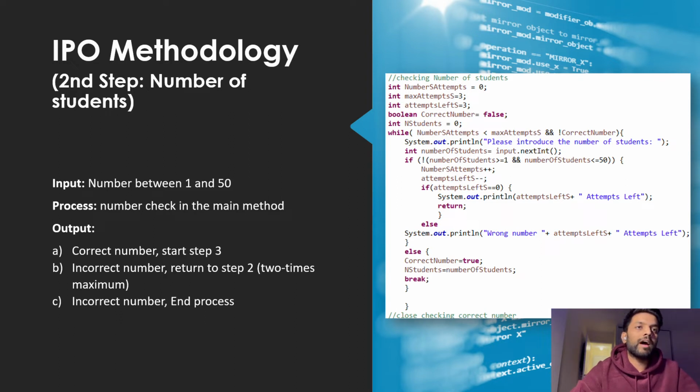So we have used a while loop to check if the number of students inputted by the user is right or wrong. And the user is given 3 attempts to introduce the right number. So if the user fails to enter the correct number of students by the third attempt, the program will break. It will stop.